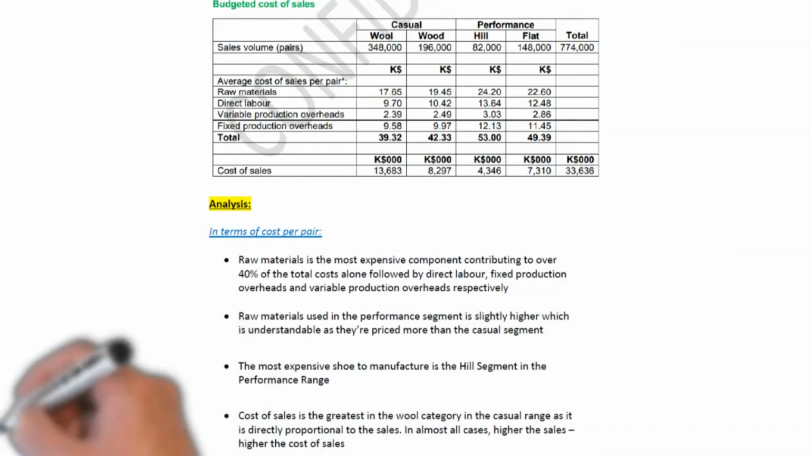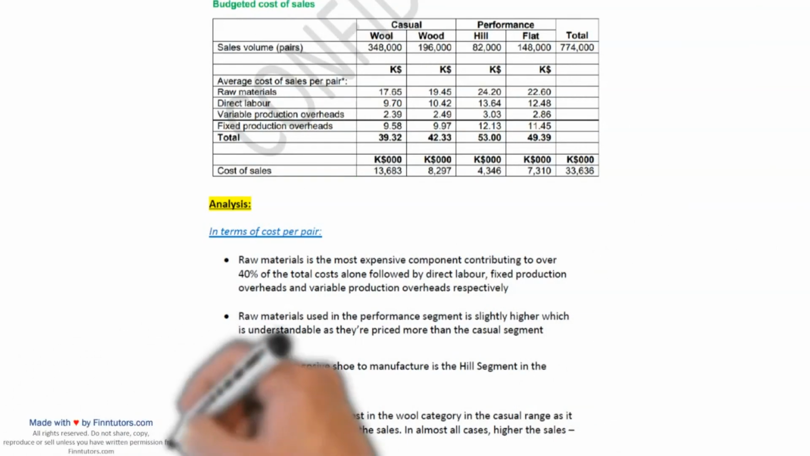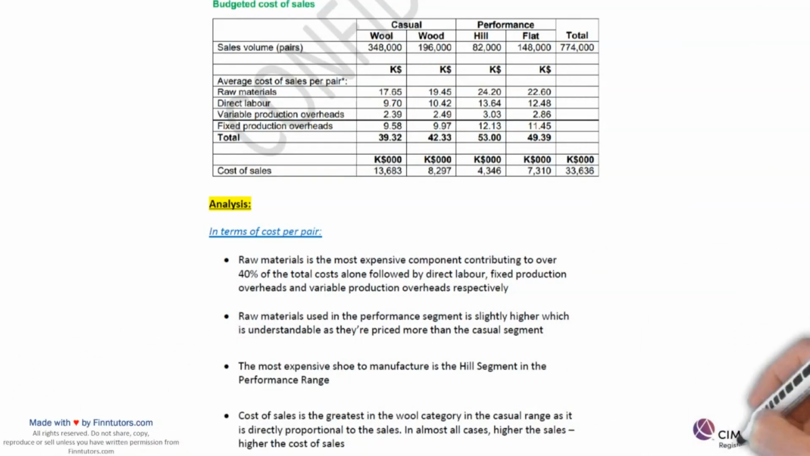Next budget given to us is the budgeted cost of sales. Now, if you look at the cost of sales budget, they have given us the expected price of each and every item that is expected in this year.